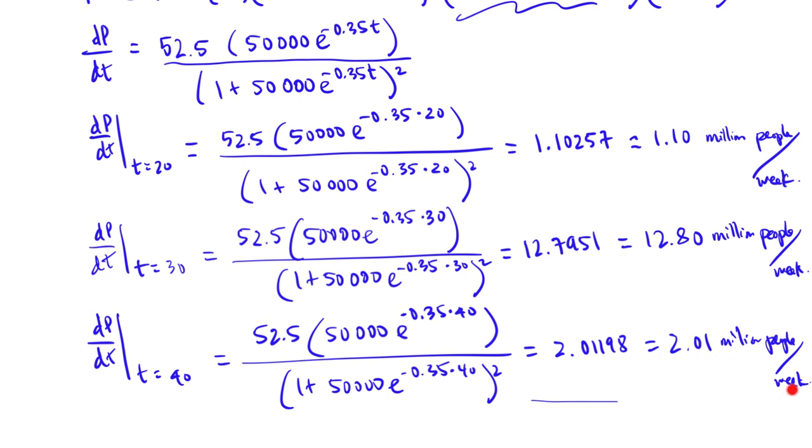people per week. Notice that going from 20 weeks to 30 weeks, the number of people who were infected was increasing, but then going from 30 to 40, the number of new cases is decreasing. This is the nature of the epidemic. It increases, then decreases, and so on.